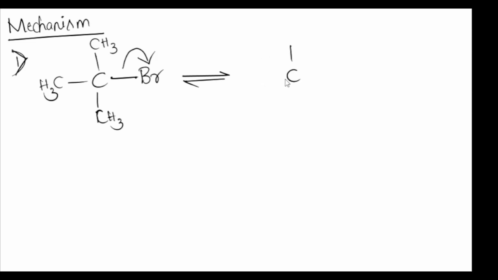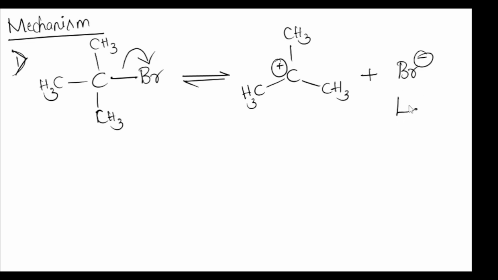Now I will get an intermediate, that is tertiary carbocation, tertiary butyl carbocation, which is like this, plus bromide ion. It is a leaving group here, leaving group, correct. This is the carbocation.